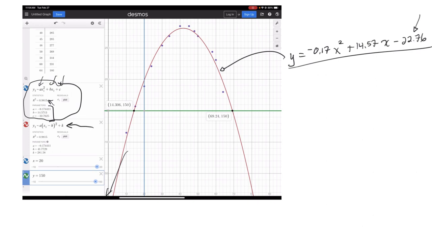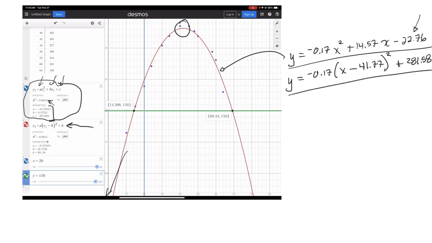Now I can also write it this way. I did both of them. If I was more interested in what the vertex was, I can use this vertex formula. So again, it'll be negative 0.17, and then x minus, the h value is 41.77, squared, plus the k value is 281.58. So that would be the equation, again, of this line, just written in a different format.